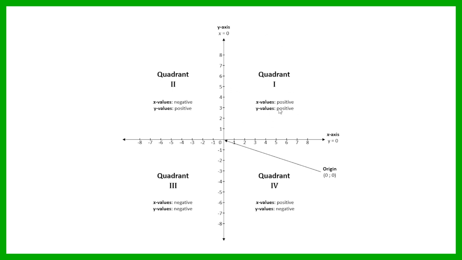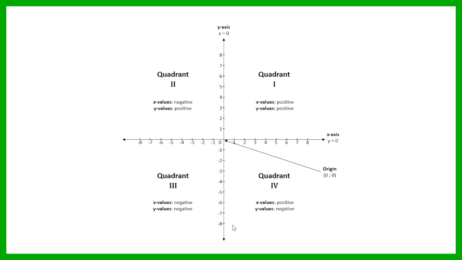So in the first quadrant, everything is positive. In the second quadrant, x is negative because it's on the left-hand side of the y-axis, but y is still positive because it's above the x-axis. Everything below the x-axis is going to be negative y values. So for quadrant 3 and quadrant 4, the y values are both negative, but our x values in quadrant 3 are on the left-hand side of the y-axis, so they are negative, and on the right-hand side of the y-axis in quadrant 4, our x values are going to be positive.